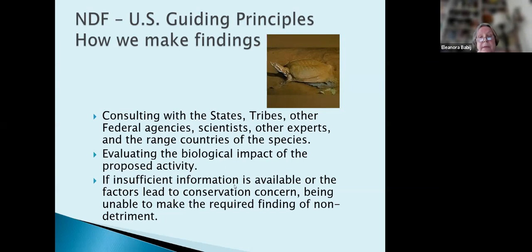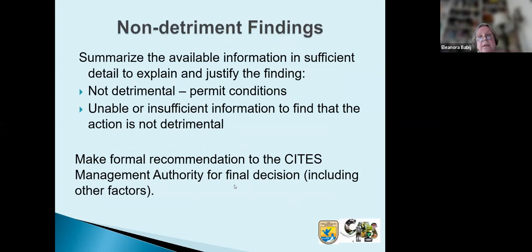If there's insufficient information, or if there's information or factors that lead to a conservation concern, we're unable to make the required finding of non-detriment. So in our non-detriment finding, we take all this information and summarize it and explain it enough to justify our finding. And a lot of times we're able to find that it's not detrimental to the survival of the species.